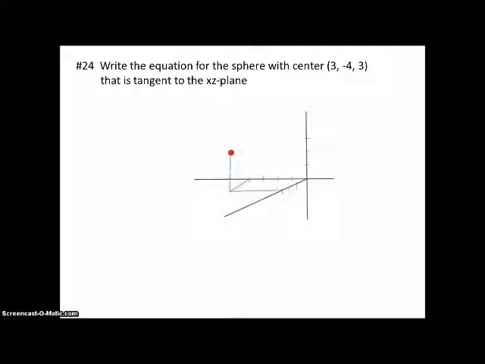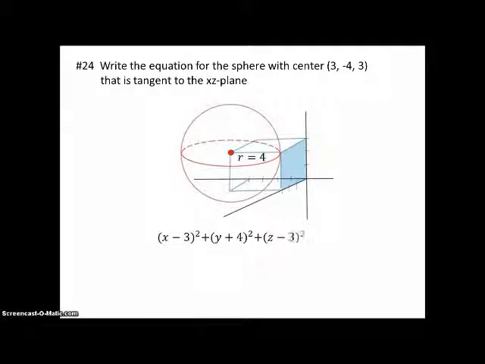Number 24. Write the equation for the sphere with center 3, negative 4, 3 that is tangent to the xz plane. Well, you know I love to draw a picture. So there's the center at 3, negative 4, 3. And if we draw a box to the xz plane, which is the plane coming out towards you, then the distance from that center to the xz plane will be the radius. So the radius is 4, and we have the center, so we just fill in our equation. X minus 3 squared plus y minus negative 4 squared plus z minus 3 squared equals the radius squared.